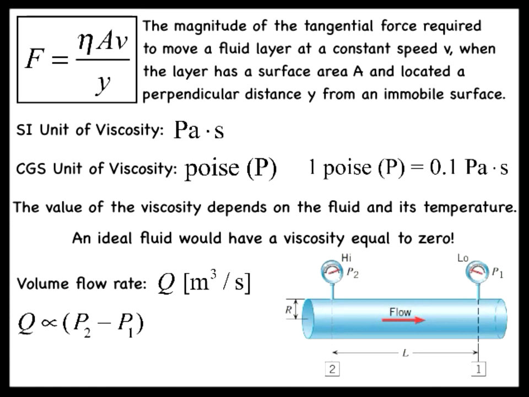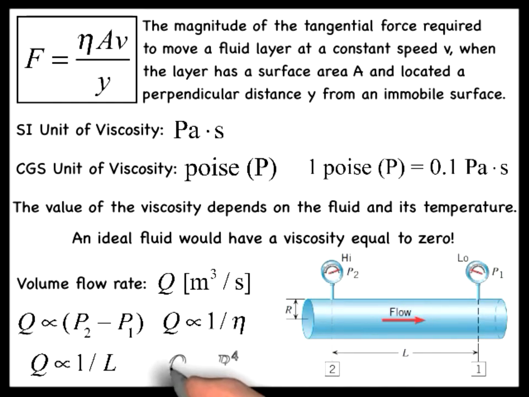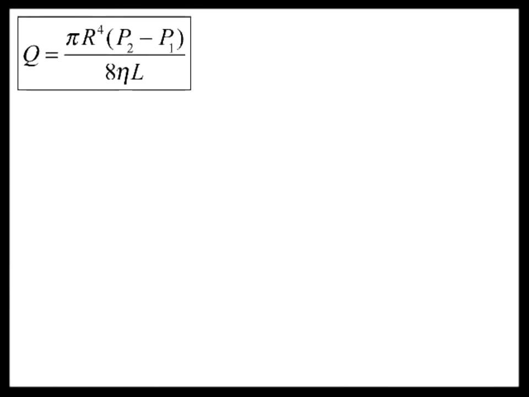Second, a longer pipe offers a greater resistance to fluid flow, and Q is inversely proportional to the length L. Third, high viscosity fluid flows less readily than low viscosity fluid, and Q is inversely proportional to the viscosity eta. Finally, Q is larger in a pipe with a larger radius. The dependence on the radius r is surprising, as Q is proportional to r to the fourth. Putting these proportionalities together, we arrive at Poiseuille's law, which states the following.